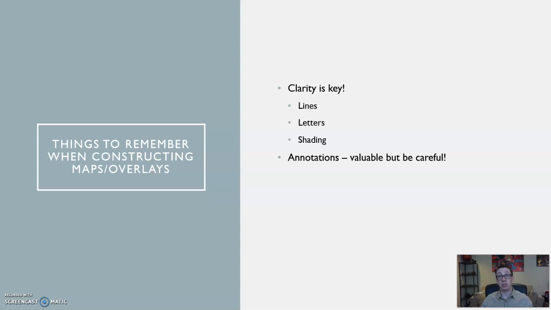Now, annotations. When you are making your own maps, when you are making your own overlays for maps, you will want to add additional information on top of them. There are going to be little sentences, little statements to make a point. But clarity is key. You need to keep these sentences minimal, they have to be on topic, and ideally you want them outside the bounds of the maps.